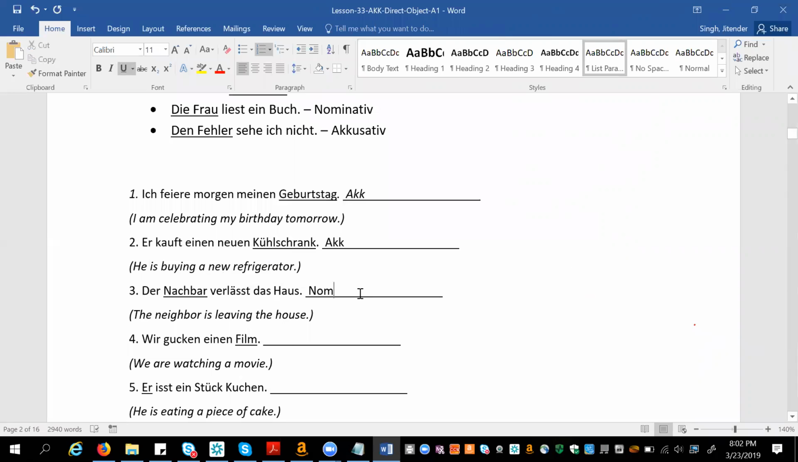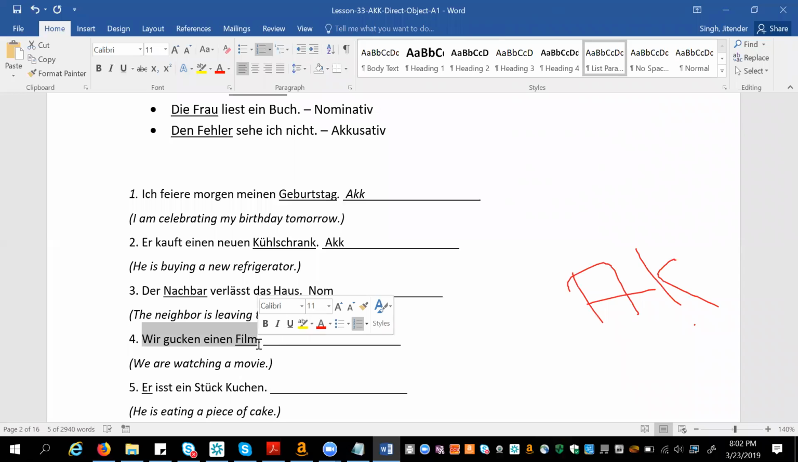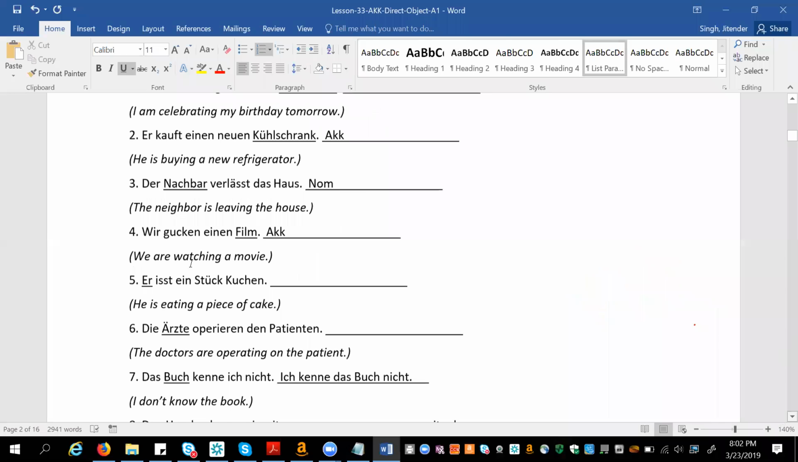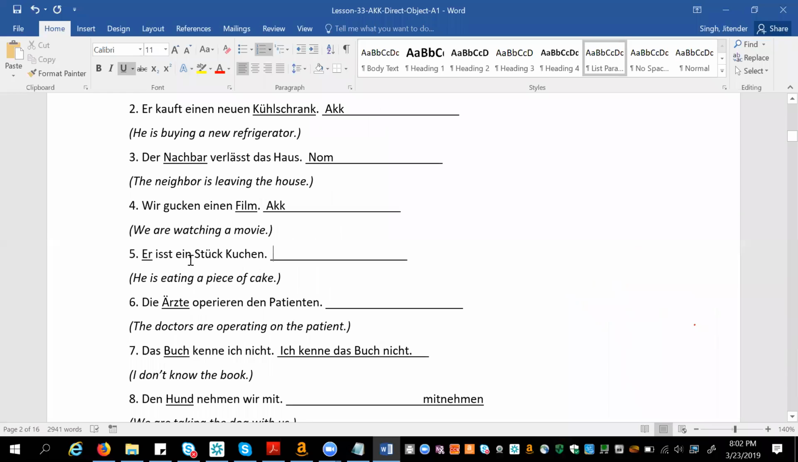This is nominative. Okay. Next, read the sentence. What is this? Einen Film here. Is the object or subject accusative or nominative? Yes, sehr gut. Accusative. Okay. Sentence number 5. He is eating a piece of cake. Er isst ein Stück Kuchen. Nominative. Yes, nominative. Perfect. All right. Next.